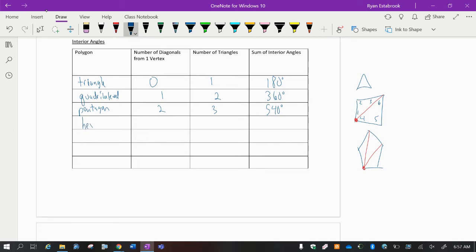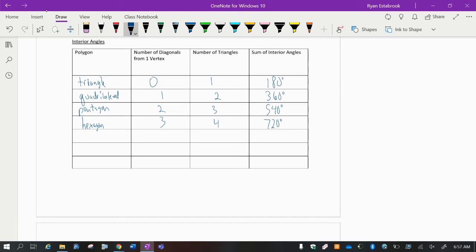The next polygon is a hexagon. A hexagon has 6 sides. At this point, we need to start thinking about patterns that we see. From one of the vertices, there are 3 diagonals, which create 4 triangles. 180 times 4 gives us a total of 720 degrees. You're starting to see this pattern.